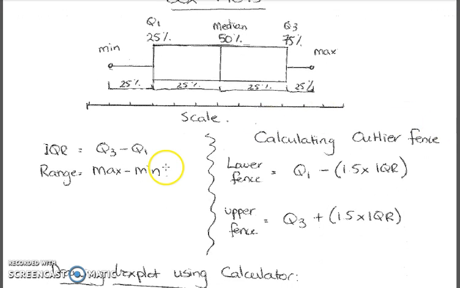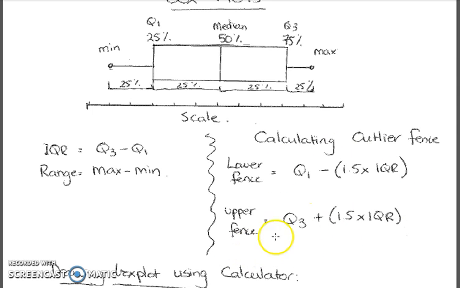IQR range, calculating those. Q3 minus Q1 is our IQR. Our range is our max minus our min. Calculating outliers. So this is a fence or a barrier. Anything that falls outside the values that you calculate, so anything that falls below the lower fence is an outlier, and anything that falls above the upper fence is an outlier.